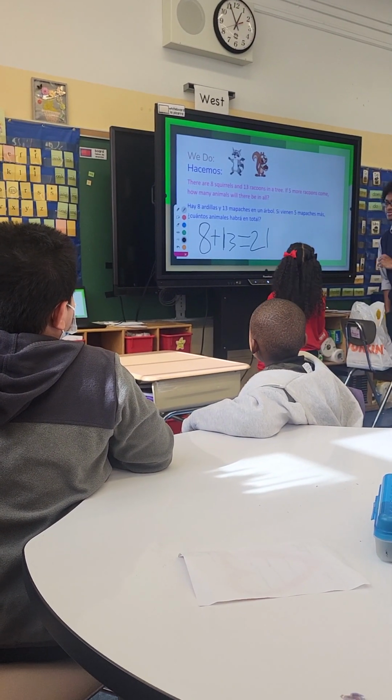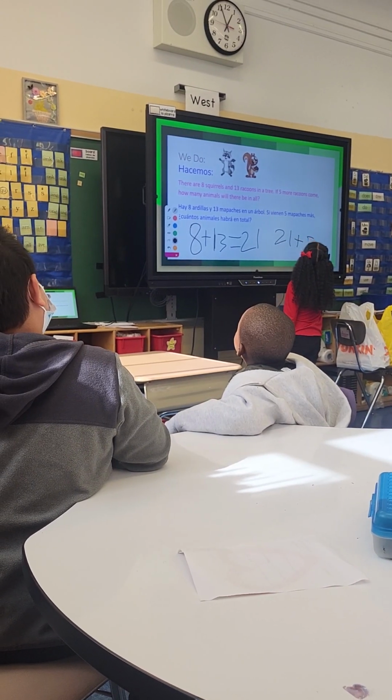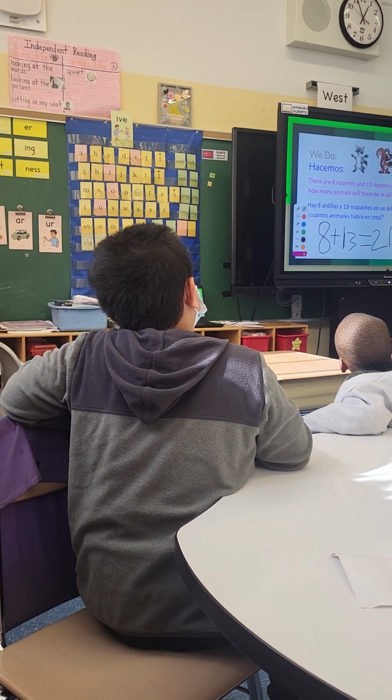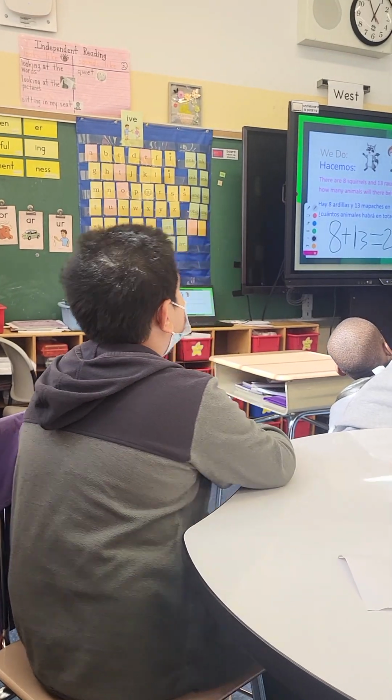So good. 21 plus 5. What's 21 plus 5, everybody? 26. 26. So how many animals are there in all? 26 animals in all. Good job, Sam.